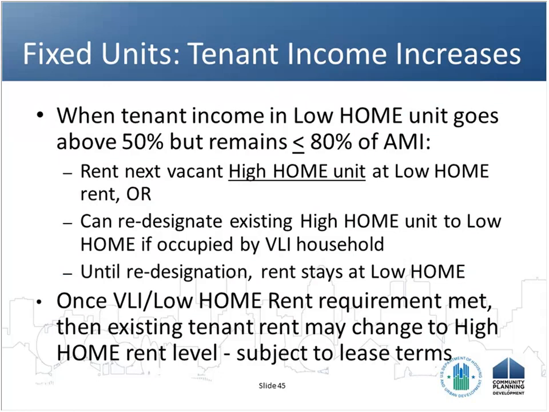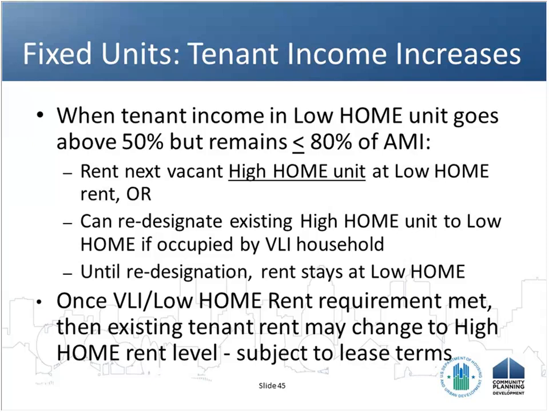So with a fixed unit, consider when the tenant income in a low home unit goes over 50%, but they're still under the 80% maximum. So we don't consider them over income for the home program. We simply have gone over the more restricted income that is required for a low home unit. When we're dealing with a fixed or, frankly, a floating unit, we're going to make sure that when we have the option, we correct that. It may be that when we have a vacant high home unit, we're going to rent that as a low home unit.